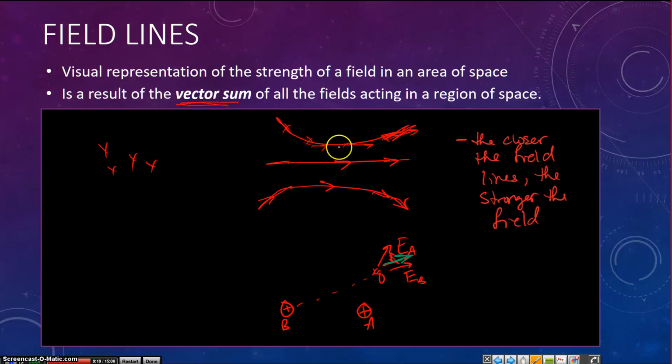Okay, so you can see the spacing. These lines are closer together than these lines over here, and so we would have a stronger field at this location than we would at that location.